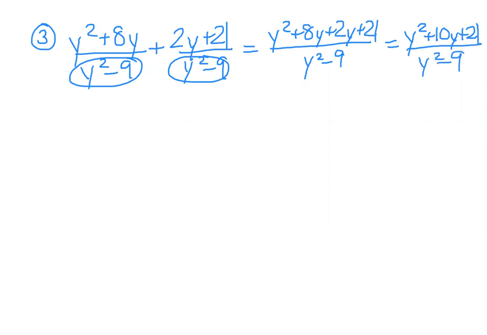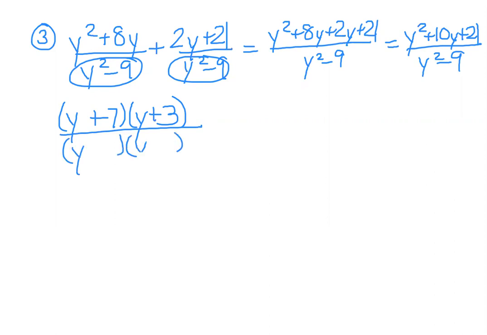Now we have to simplify this with how we did yesterday. So we're going to factor the numerator: what multiplies to give us 21 and adds to give us 10? That's going to be 7 and 3. And the denominator is the difference of two perfect squares. So that's y, 3, y, 3, one is plus, one is minus. Let's see what we can cross off. We can cross those off. So we're left with y plus 7 over y minus 3. And that's our answer. There's nothing else we can do there.